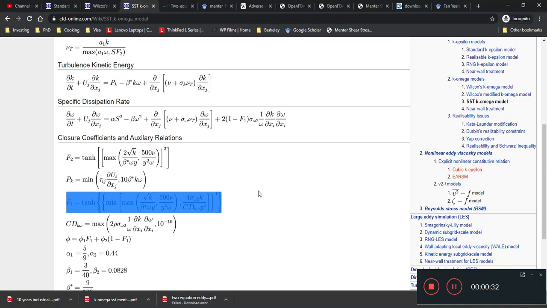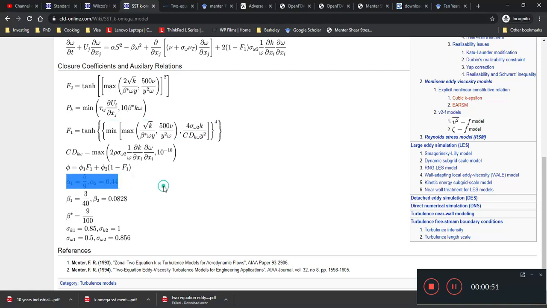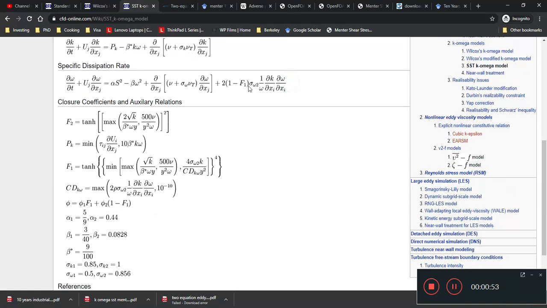So the k-epsilon model will activate in the bulk region of the fluid where turbulence is dominant, and the k-omega model will activate in the boundary layers. So you can see this extra term from the k-epsilon model. This will activate in the bulk region, and of course the constants between both of them.